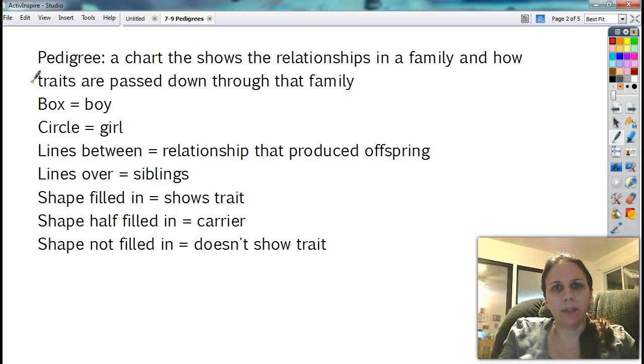Now in a pedigree we have a couple of things that are consistent. One is that boxes, squares, always represent boys, males, and circles always represent girls. If there's a line in between a boy and a girl, we say that that represents a relationship that produced children, offspring. But if the lines are over the boy and the girl or whoever, then we say that they are siblings, that they're related to each other. If the circle or square is completely filled in, shaded in, we say that they show or represent whatever trait we're studying. If it's half filled in, we call that a carrier. But if it's not filled in at all, then we say they don't show the trait.